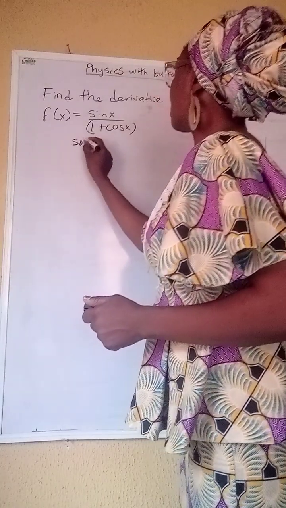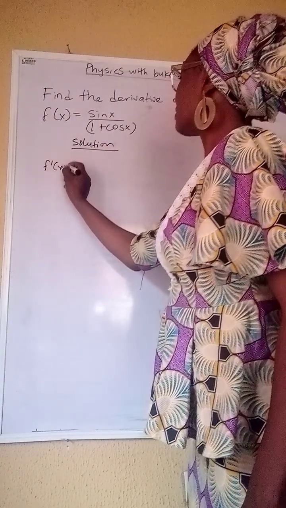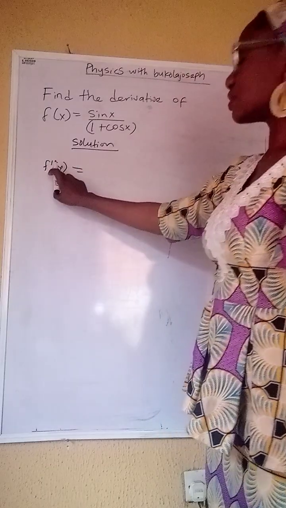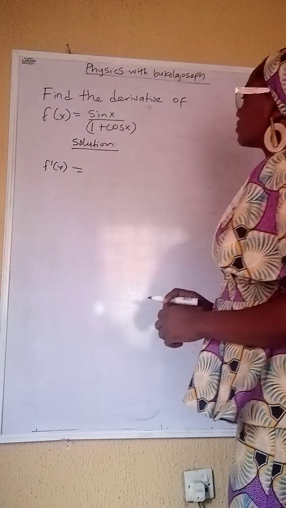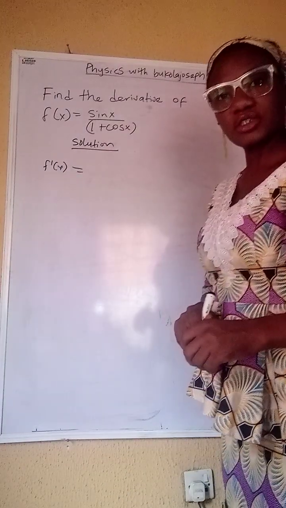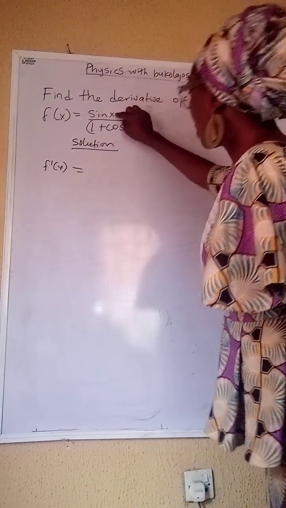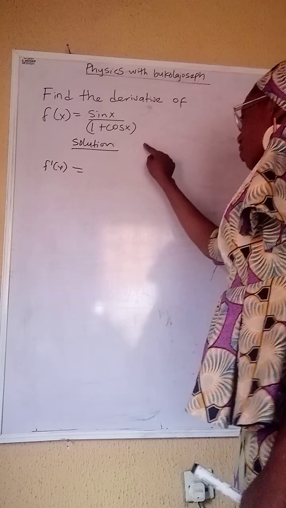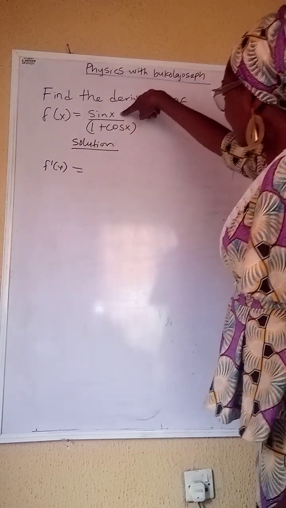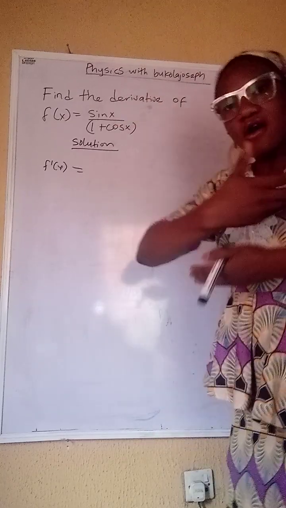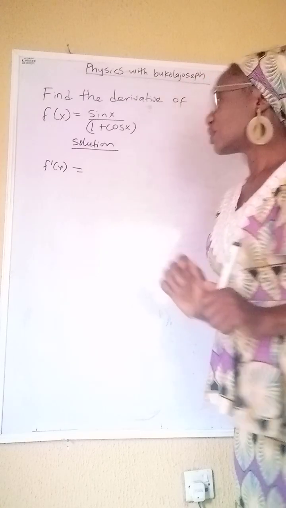We have this solution. So to find the derivative of this, this prime we are seeing is the same thing as d/dx. Okay, so to find the derivative of this, we are going to use the quotient rule. The quotient rule is we'll differentiate the numerator, multiply it by the denominator, minus, we'll differentiate the denominator, multiply it by the numerator, all divided by the square of the denominator. Do you understand? So now let's do this.